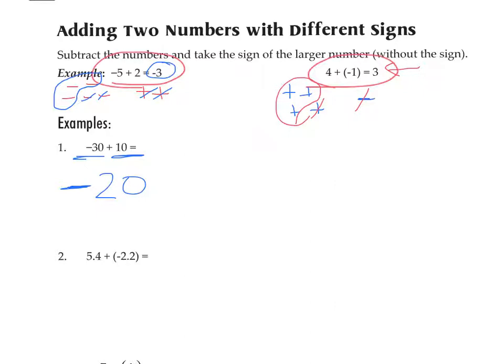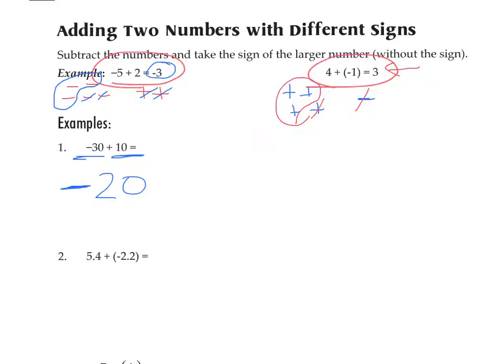So the rule is, if you look up here, subtract the numbers, take the sign of the larger number, okay? So subtract the numbers as if they were both positives. You can look at this. You're subtracting 10 from 30 gives you 20. Take the sign of the one that has the most. You subtract the 2 from the 5, that gives you 3. Take the sign of the one that has the most. Subtract the 1 from the 4, take the sign of the one that has the most.